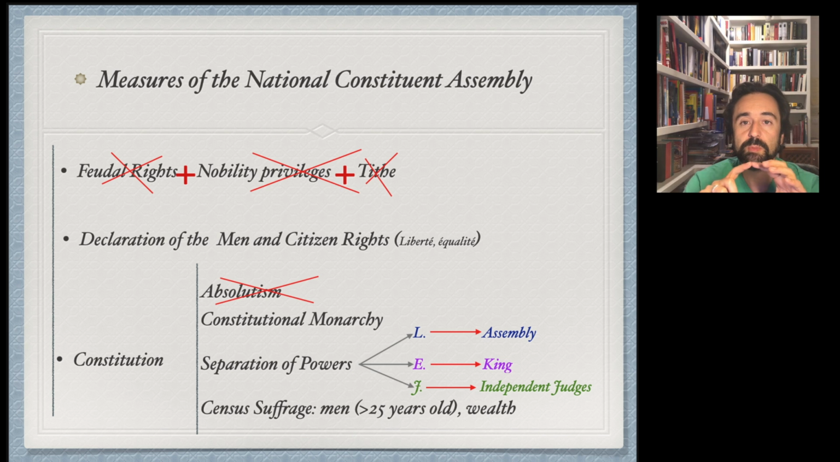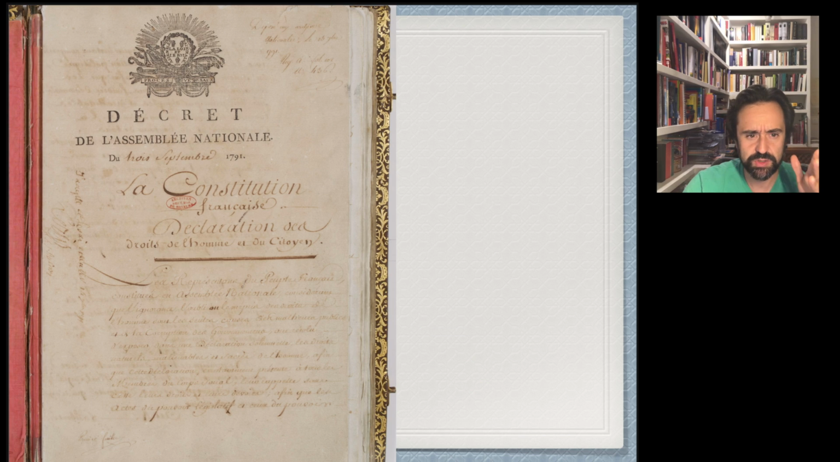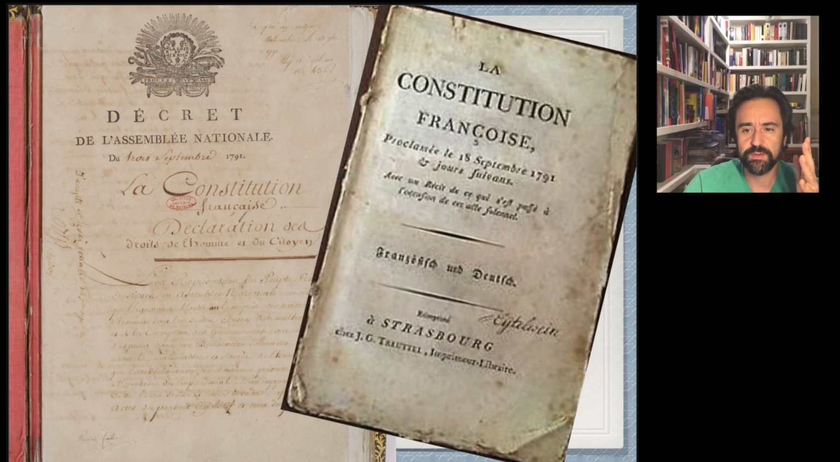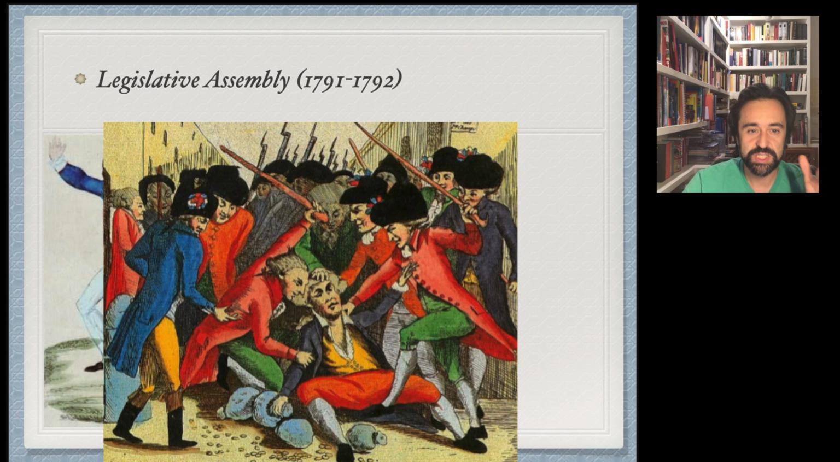The people who vote are only people in this census, and to be in this census you must be 25 years old or older, and you must have a certain amount of wealth, properties, usually properties. The constitution is issued. This is the first constitution of the French, and it started one phase of the French Revolution. The first phase was this National Constituent Assembly, the beginning of the revolution, which created an assembly. And the next phase will be the legislative assembly.